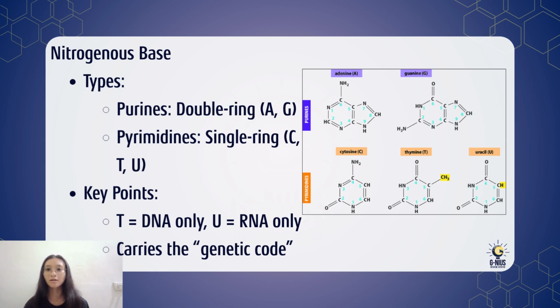Now, remember this. DNA only has adenine, guanine, cytosine, and thymine, while RNA is the same except for thymine. It is instead replaced by uracil. So again, DNA only has thymine, and RNA only has uracil. DNA for thymine, RNA for uracil.